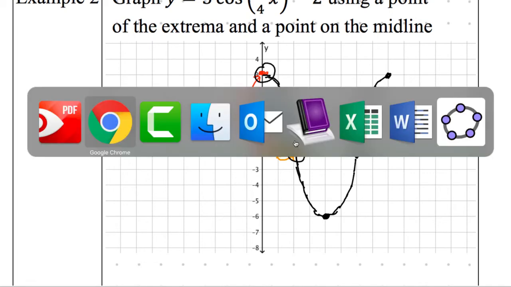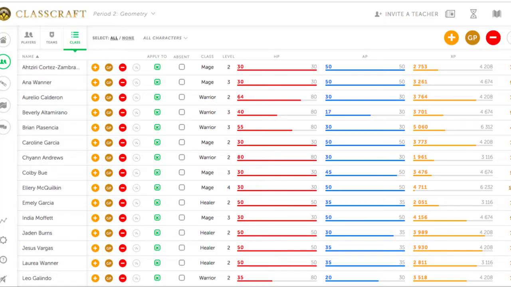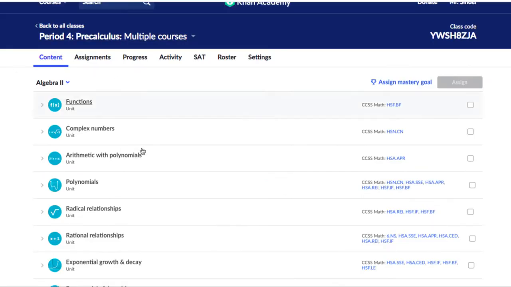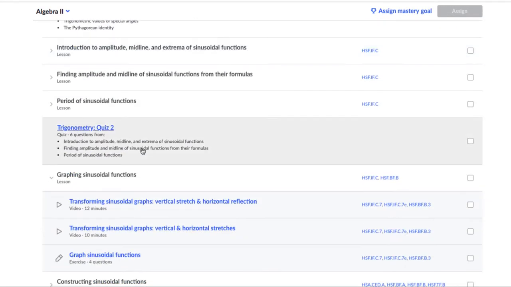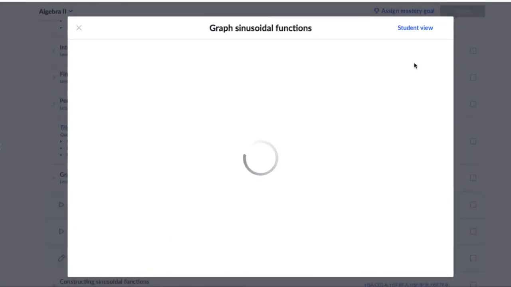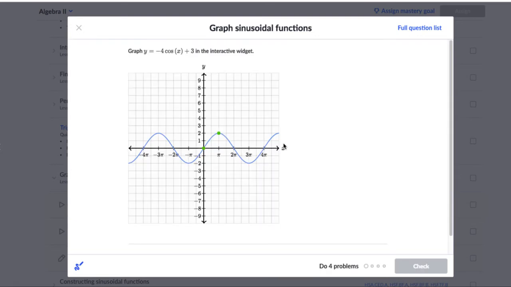Okay, so here I go. Let's go to Khan Academy. If I come down here to graphing sinusoidal functions, if I go in student view to do an example. All right, there it is. I need to graph this equation. So I'm going to make this one a little bit faster, and we're still going to do it together.